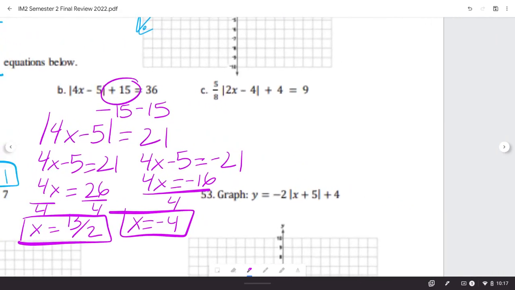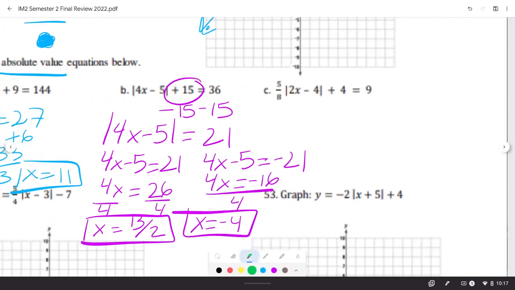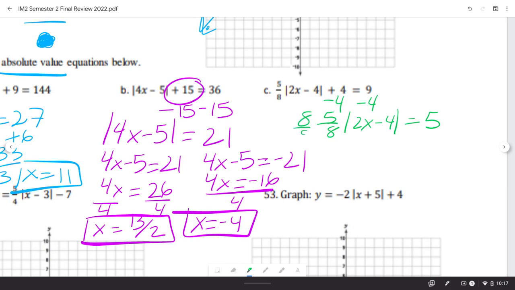Okay, let's look at C. So you want to go outside in still. So we're going to get rid of the 4 first. 5/8 times 2x minus 4 equals 5. And then we're going to get rid of the fraction. So how do you get rid of a fraction? You multiply by the reciprocal. Don't let fractions scare you. You're just going to multiply by the reciprocal.